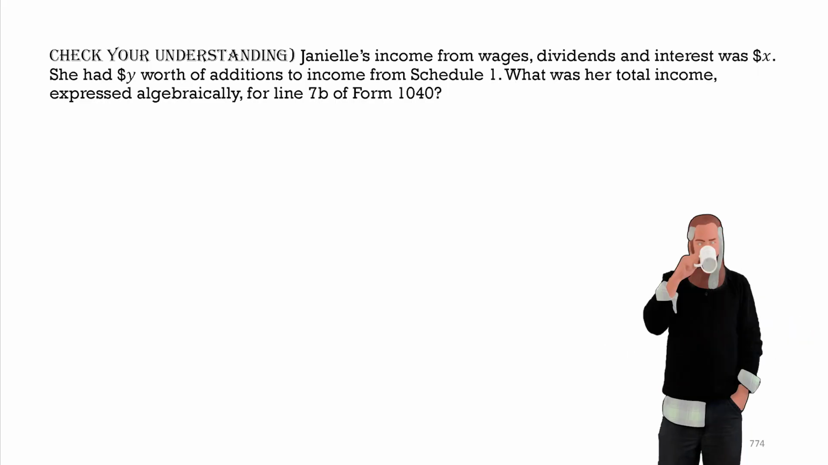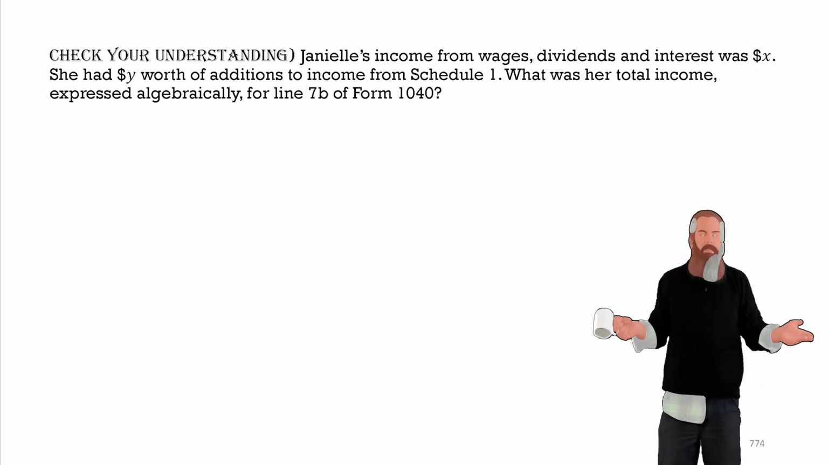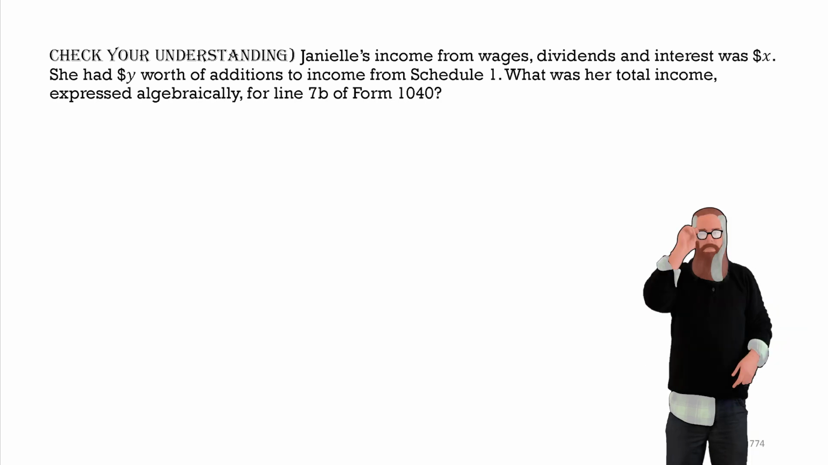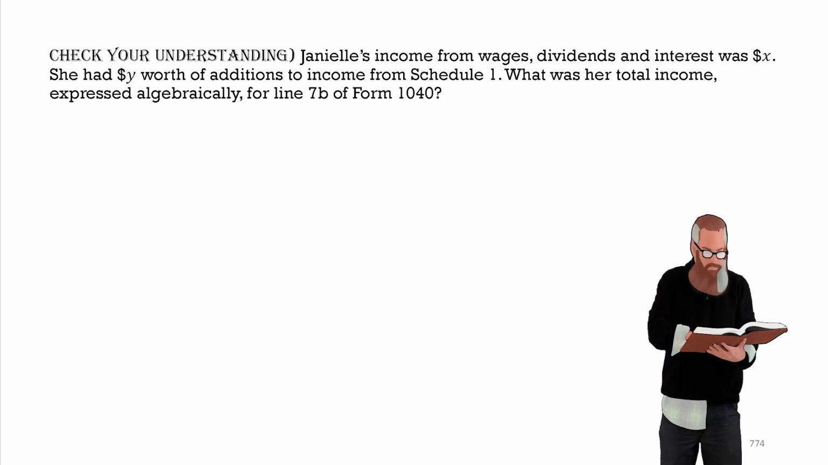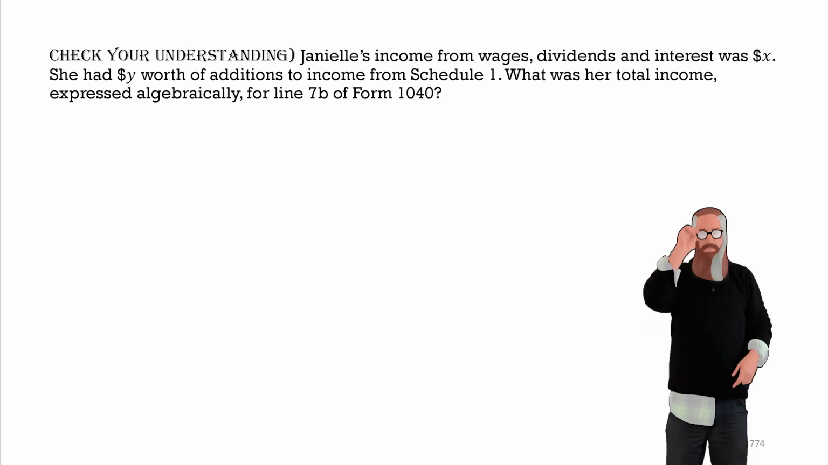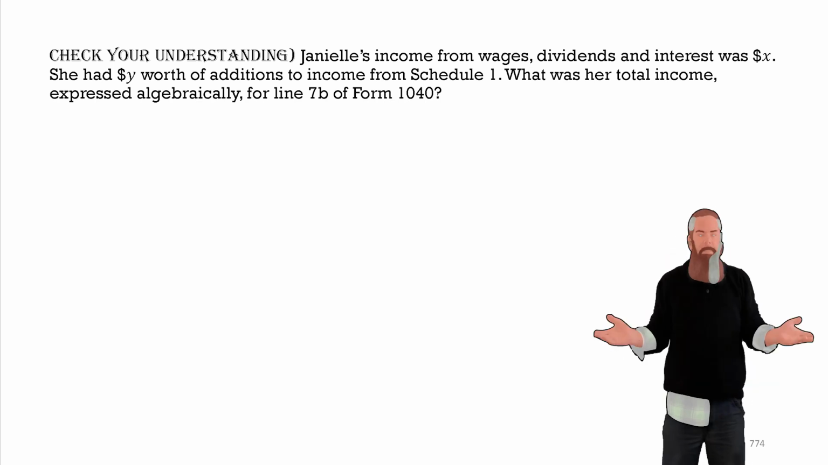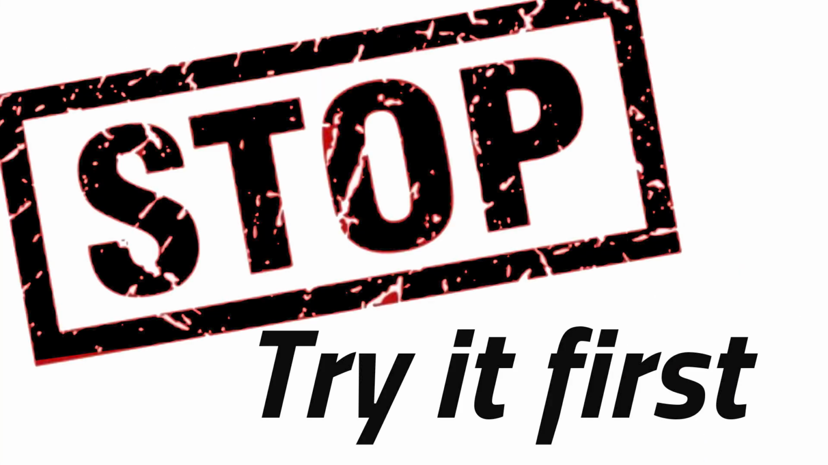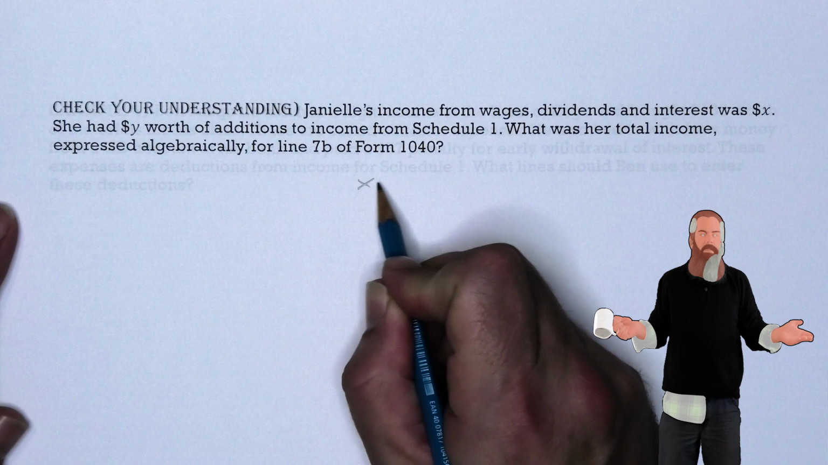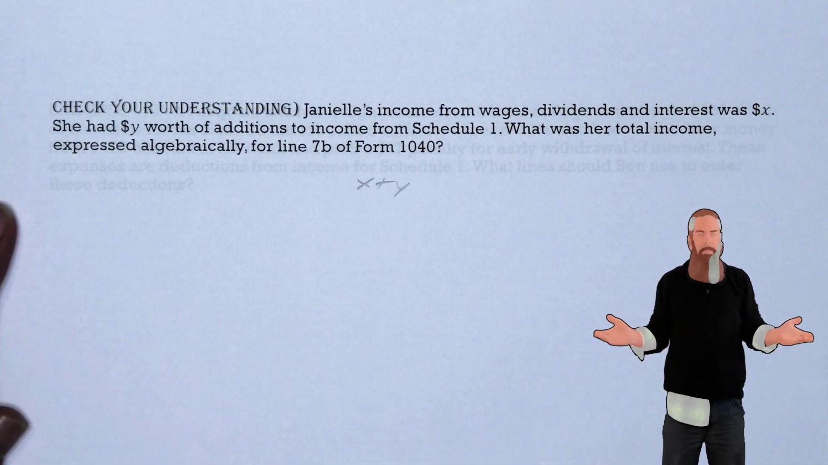Let's check our understanding. Janelle's income from wages, dividends, and interest was X dollars. She had Y worth of additions to income from Schedule 1. What is her total income expressed algebraically for line 7B on Form 1040? Simply, we're going to take her X dollars, add that to her Y dollars.